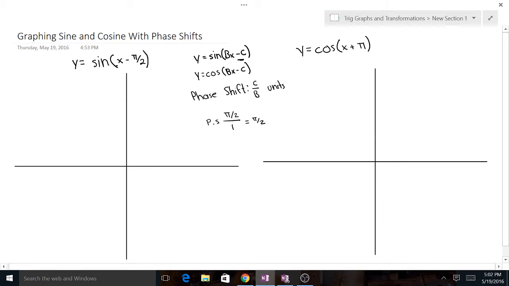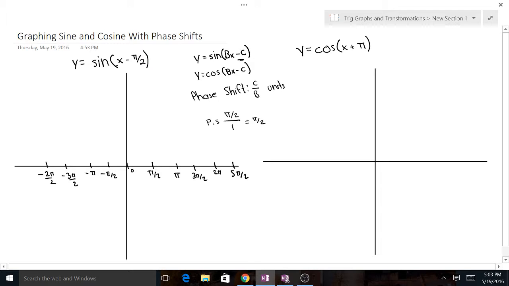So let's draw that in here. Let's do all of our normal stuff: pi over 2, pi, 3 pi over 2, 2 pi, let's just go to 5 pi over 2. And then let's do the negative. We've got 0, obviously, and negative pi over 2, negative pi, negative 3 pi over 2, and negative 2 pi. We'll go that far. Okay, so we moved from our normal sine function, which starts at the origin, over pi over 2.